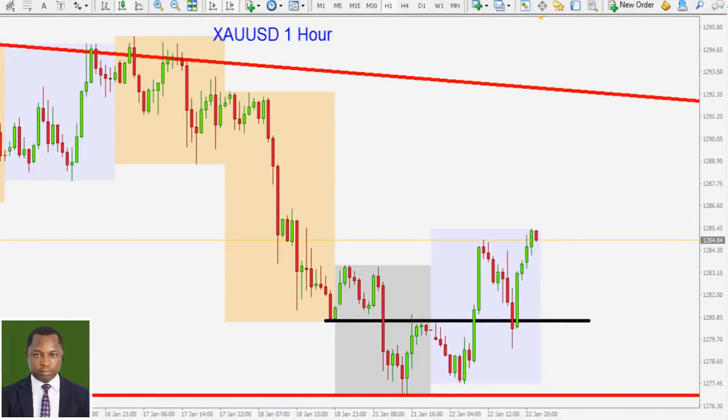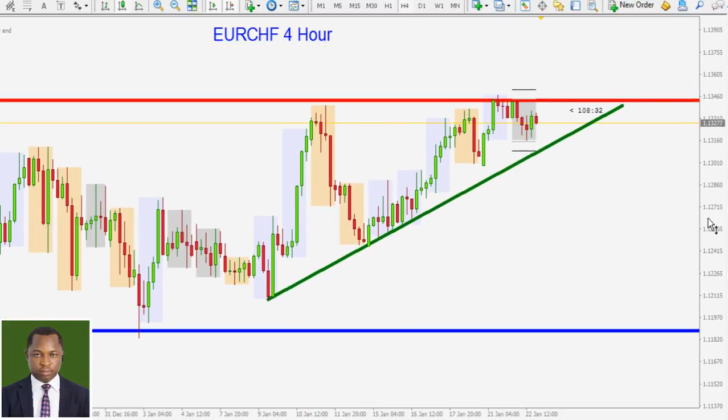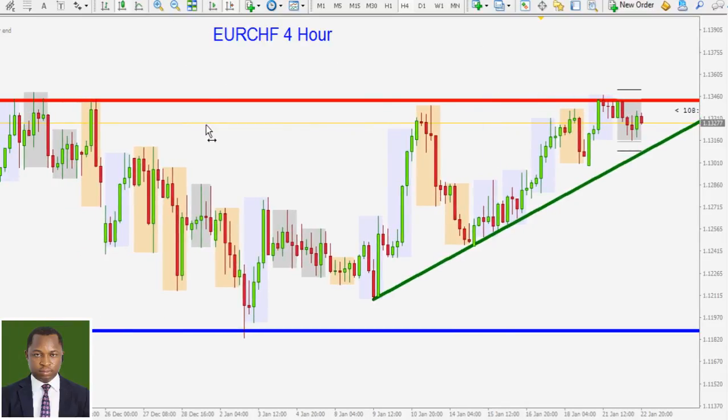All right, the euro against the Swiss franc, these are some of the pairs that we'll be looking at for tomorrow. As you can see, price is actually trading around a key level of resistance. Let me just scroll a bit upwards. Okay, a key level of resistance, an area that has been holding price as a flat top.